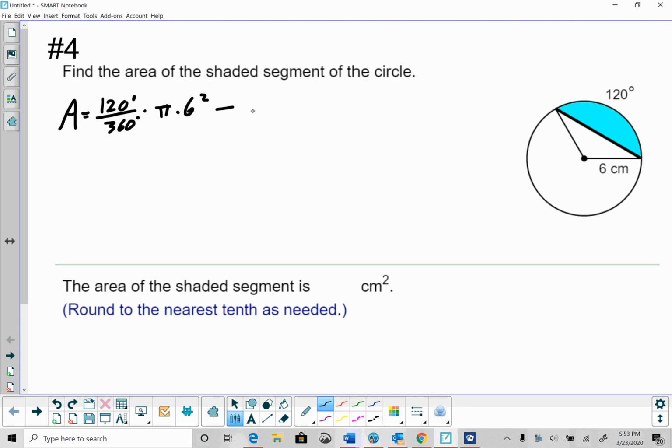So let's go ahead and take care of this first, and then we'll deal with the triangle because there's significantly more involved. 120 over 360, that's 1/3. 6 squared is 36. 1/3 of 36 should give us 12 pi.